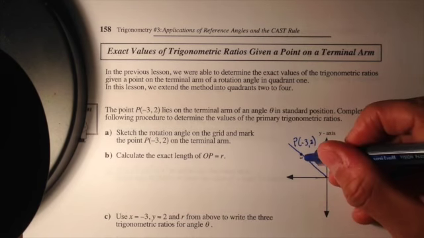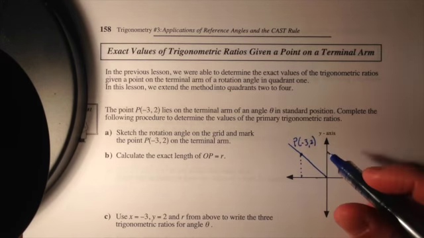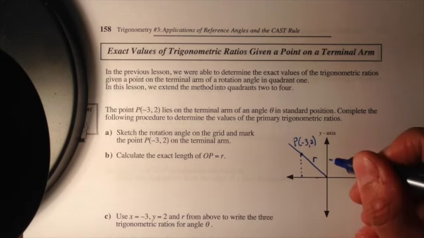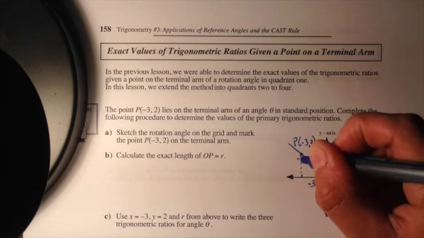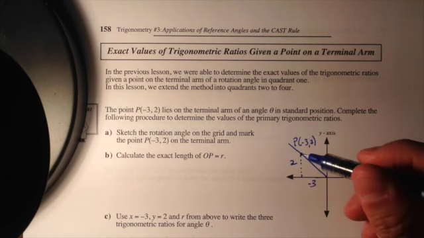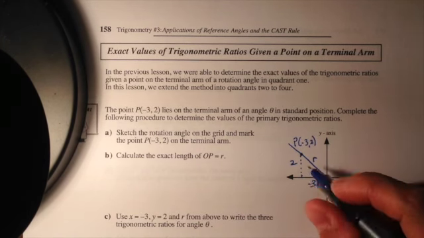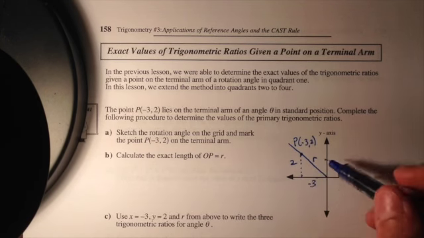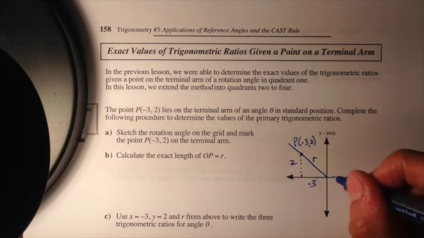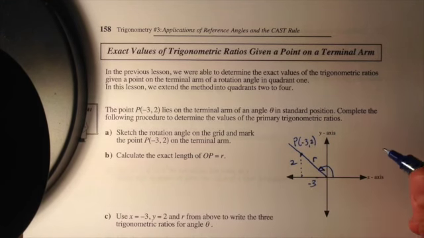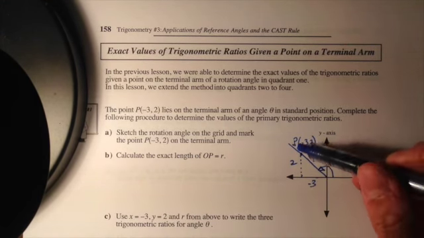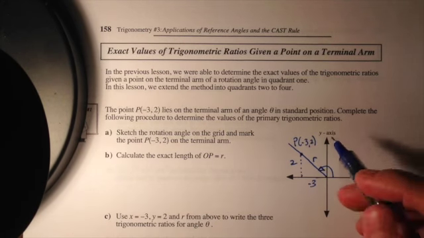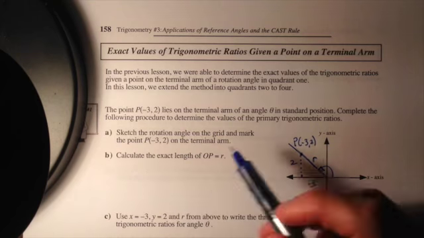We're told that we need to calculate this side, r. Again, I have negative 3 and 2, which means that I have negative 3 in my x and 2 in my y. And so we've done part A, which was simply to sketch the rotation angle on the grid and mark the point (-3, 2) on the terminal arm. So part A is done. Let's move to part B.